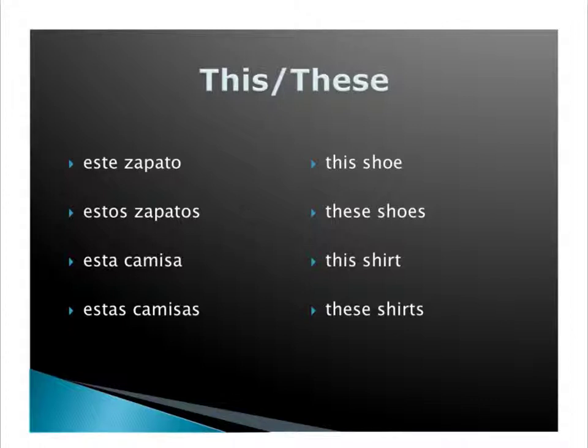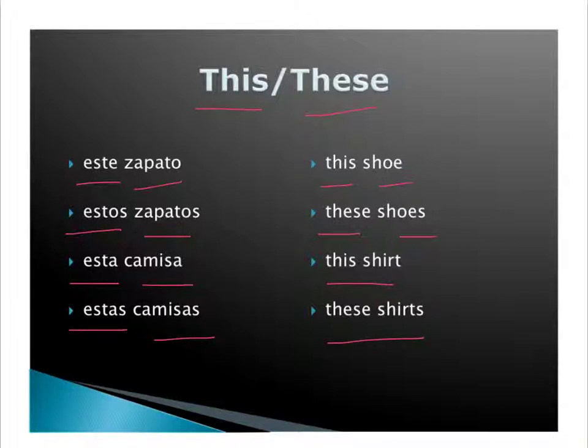As I said, they tend to mean things like this and these. So I like to teach this by looking at examples. Let's start with the example of este zapato, which means this shoe. Otro ejemplo, estos zapatos is the plural version of the same idea, these shoes. Esta camisa means this shirt, and estas camisas, these shirts.